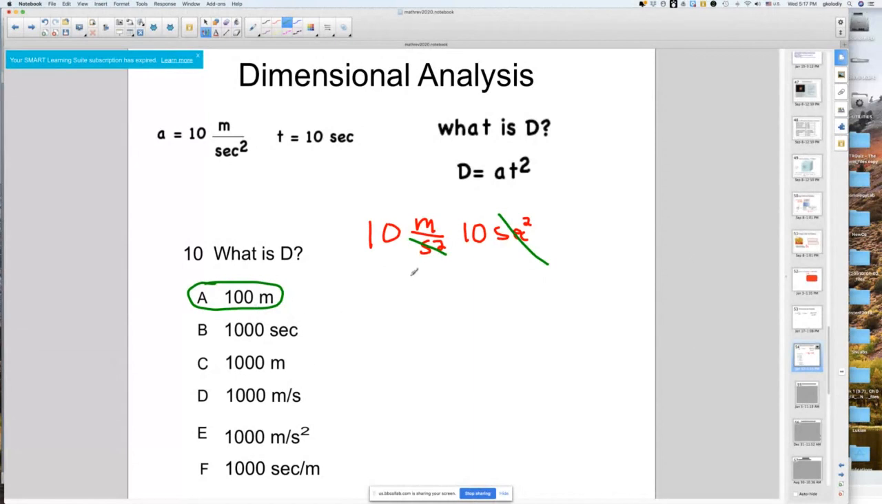Okay. And of course, this is an equation we'll be coming across. D stands for distance, and of course, distance is measured in meters. So it should come out to be not seconds, not meters per second, but it should come out to be meters.